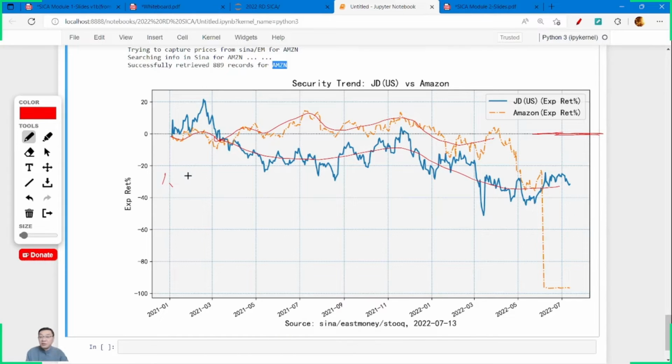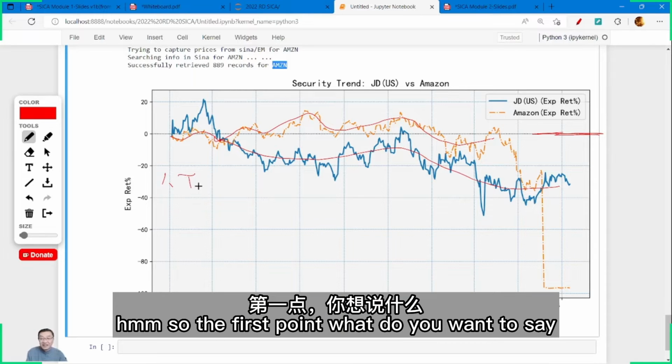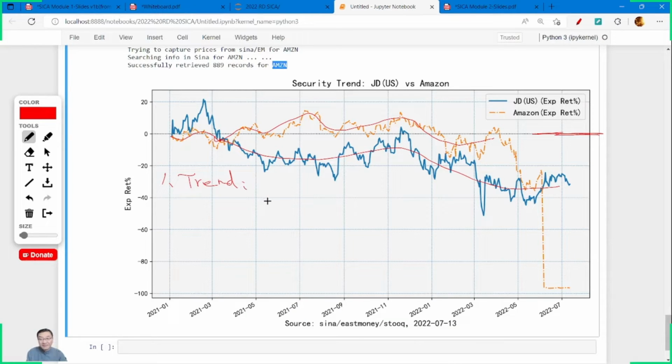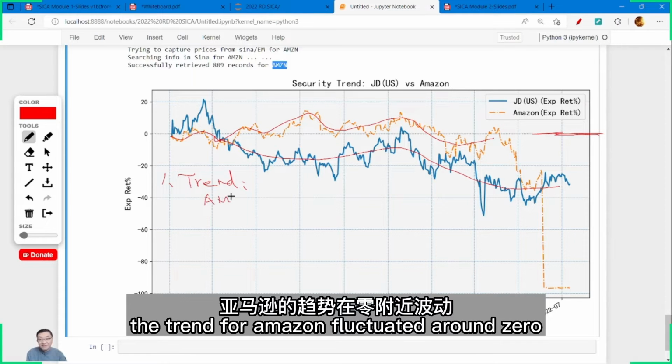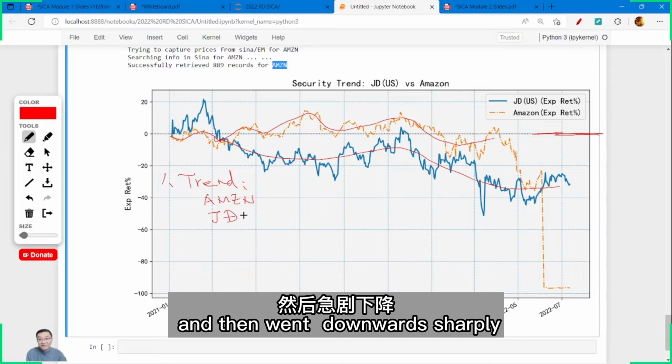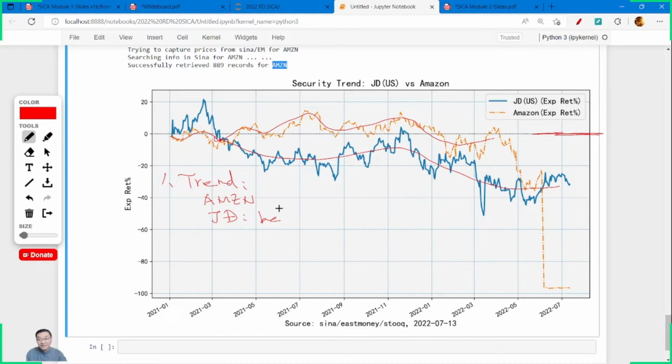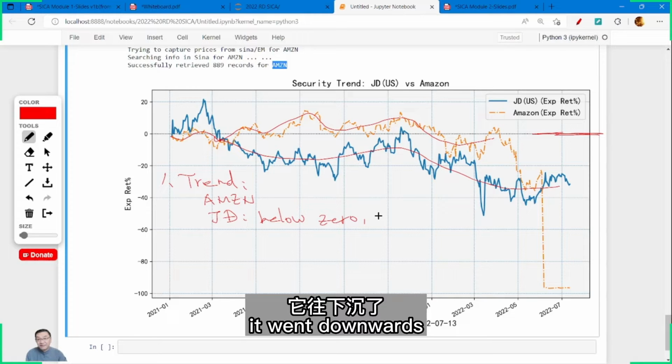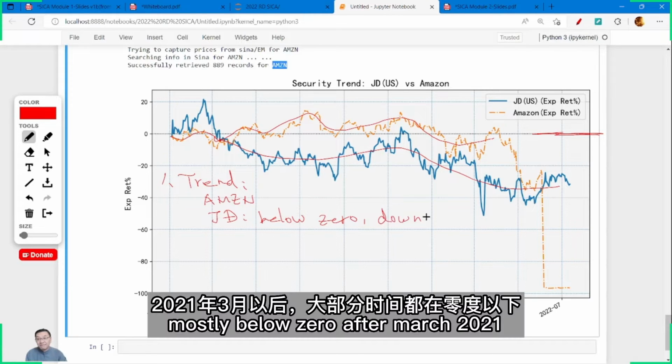So the first point, what do you want to say? The trend for Amazon fluctuated around 0 and then went downwards sharply. But for Jingdong, it went downwards, mostly below 0 after March 2021. Okay, this is the first point.